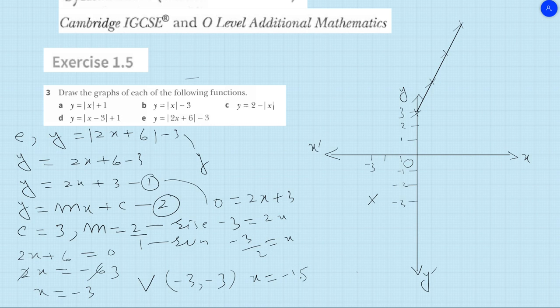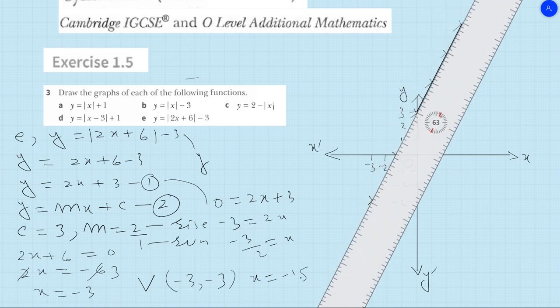How do we get one point on the x-axis? We need the x-intercept. How to find the x-intercept? Just put the value of y as 0 in the given equation. So x = -1.5. So this is -1, this is -2, and this is -1.5. Now we are eligible to join these points.